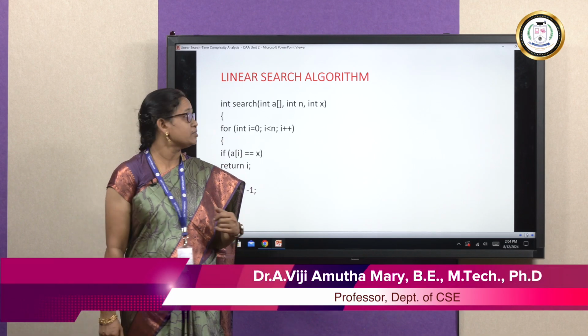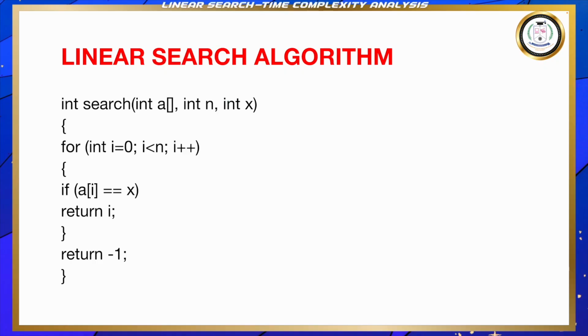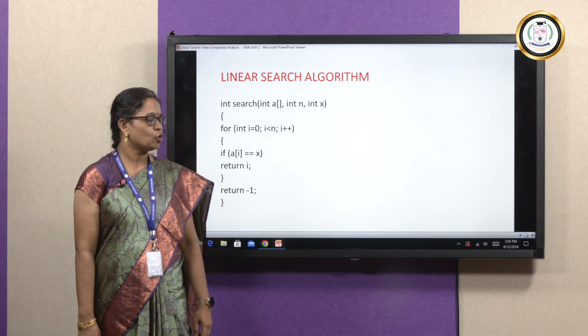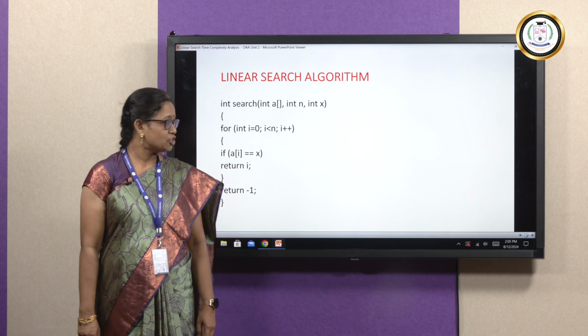So the algorithm takes three parameters. A is the array, n is the number of elements, and x is the element to be searched in the given array. Okay. So we use a for loop, for int i equal to 0, i less than n, that is the condition given.